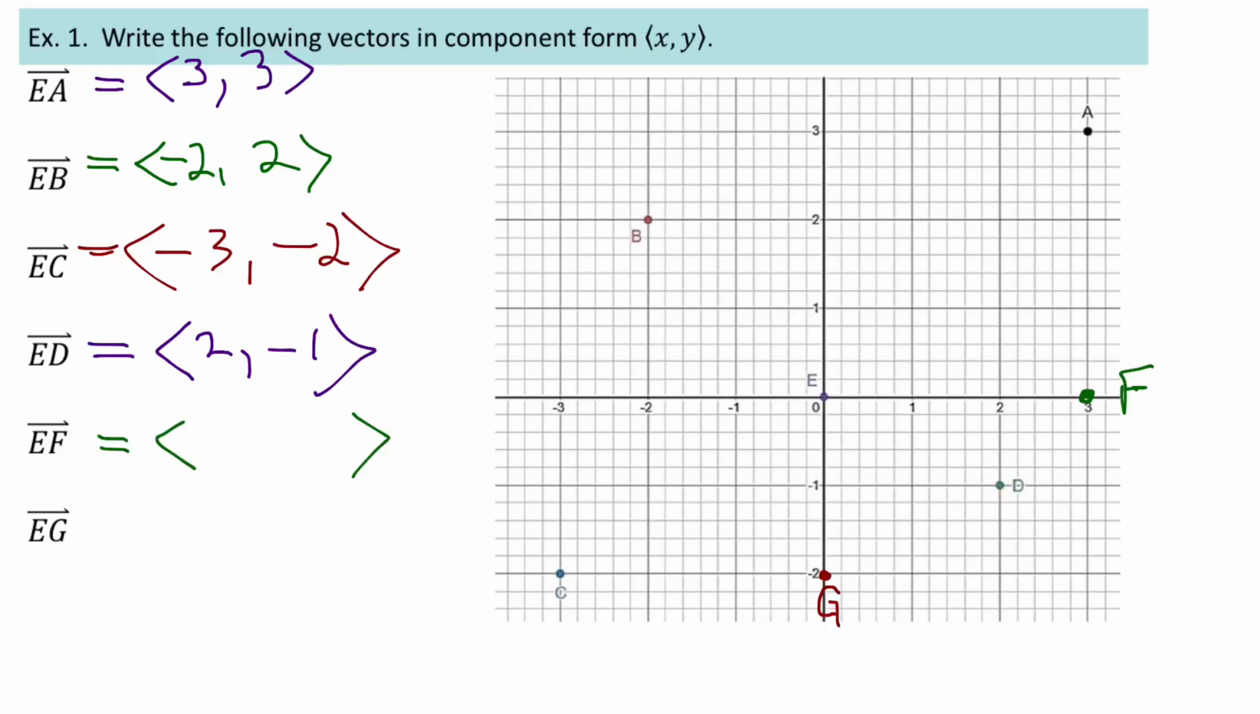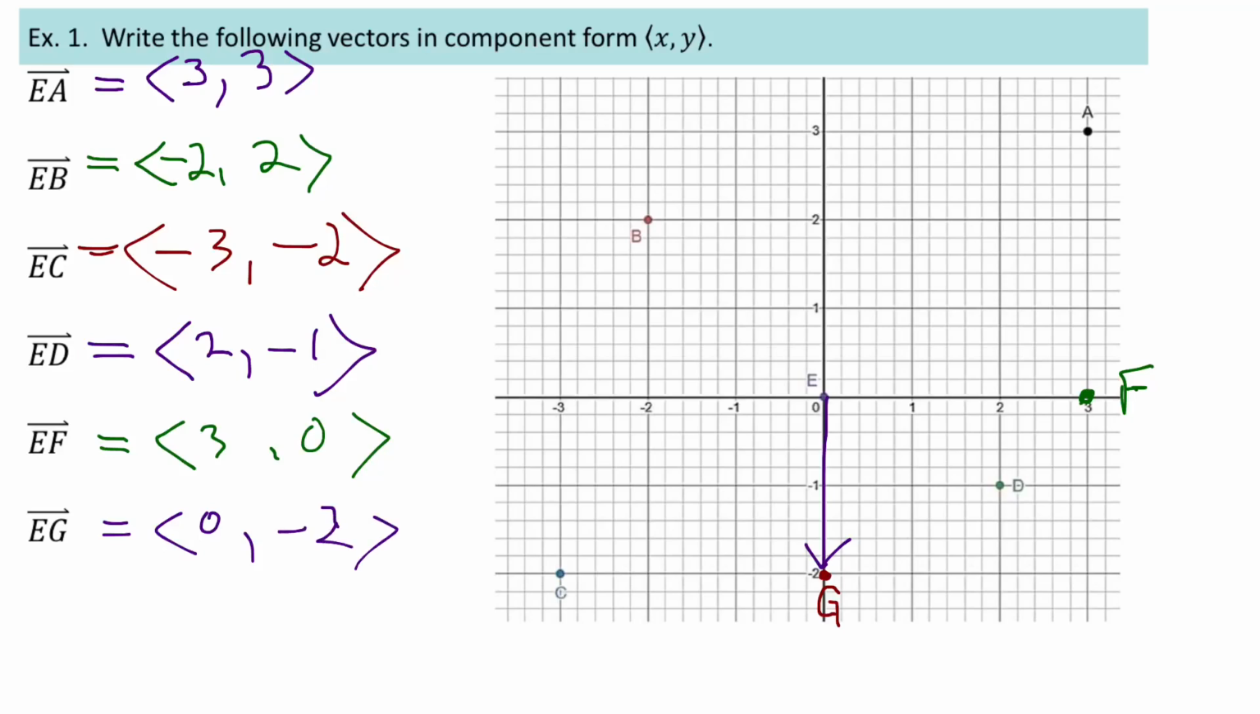Now EF is on the x-axis. So that's 3 in the x and 0 in the y. And the last one is EG, which is on the y-axis, which is 0 in the x, -2 in the y.